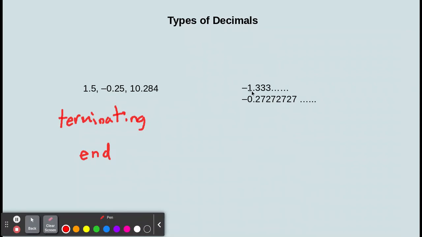This one over here, we have negative 1.3, dot, dot, dot, and negative 0.27272727, dot, dot, dot. Now, those dots signify that this decimal is repeating. It's a repeating decimal. And how we write that is we write a line or a dash over the repeating part. The 3's are repeating, and in the bottom one, the 2 and the 7 are repeating.